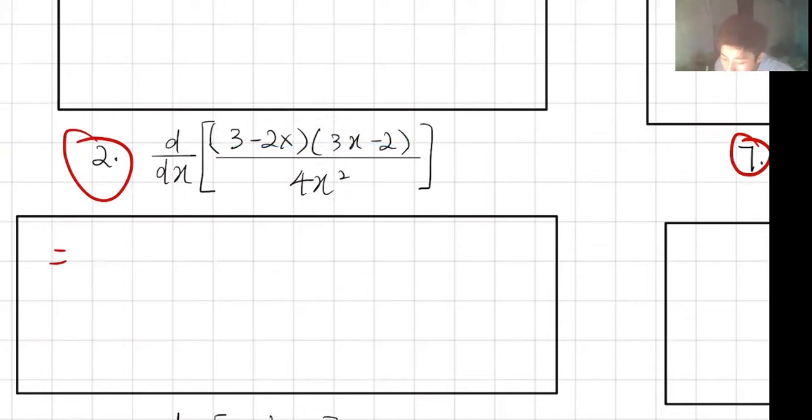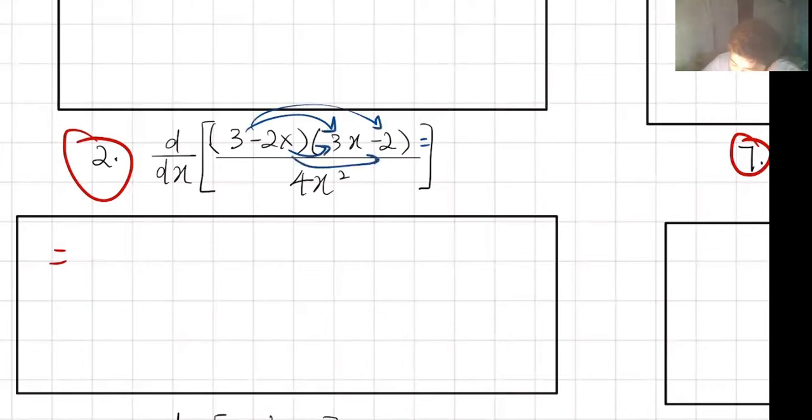Maybe if you want to, you can expand the top first. Once you expand the top, maybe it's easier to differentiate later. When you expand the top, this one multiplied by this one, and this one multiplied by this one.